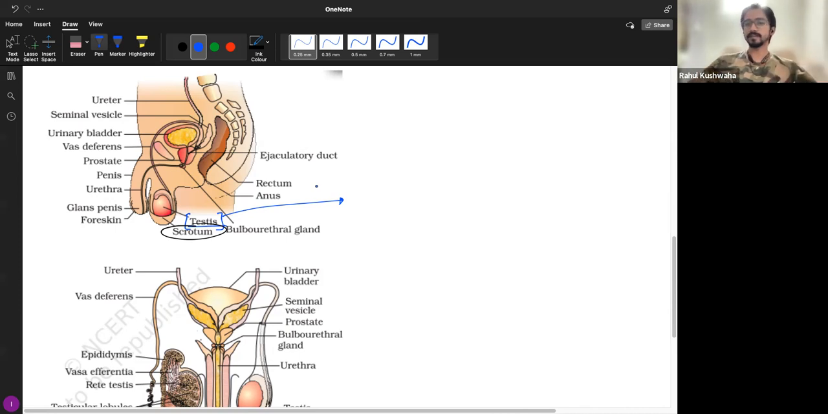So if you see a human, this is the neck and this is the shoulders and this is the body wall, let's say. So if you see a human body, we have a central canal called the digestive canal, which starts with the food pipe, then the food pipe goes and forms the stomach somewhere here, right?